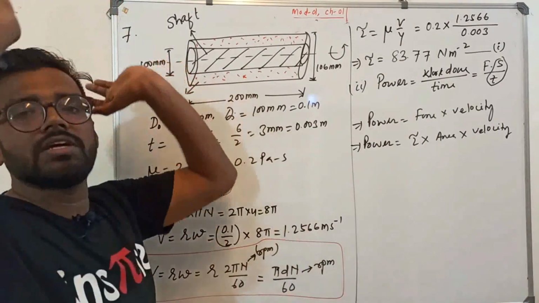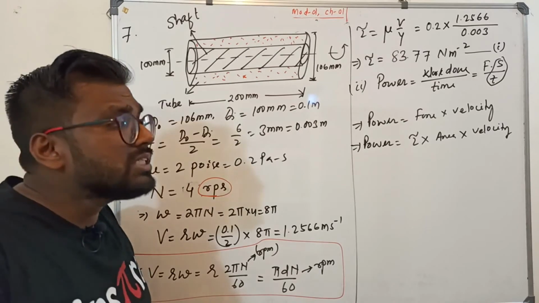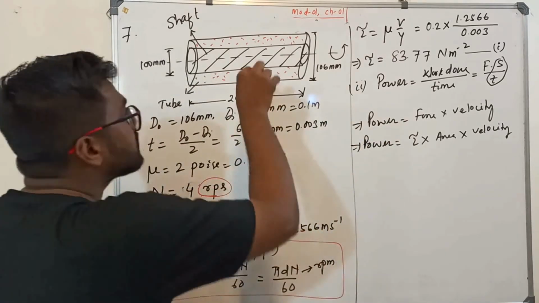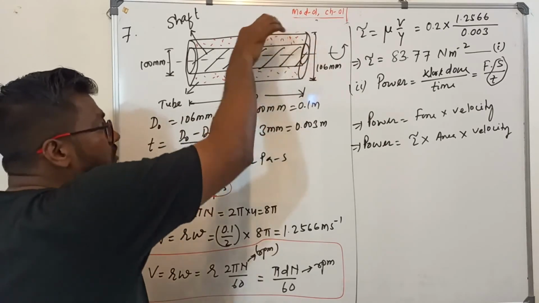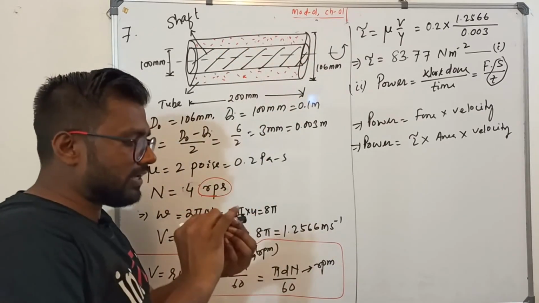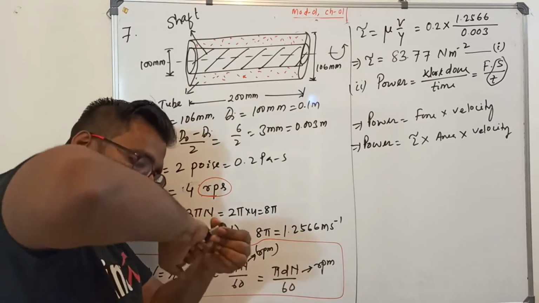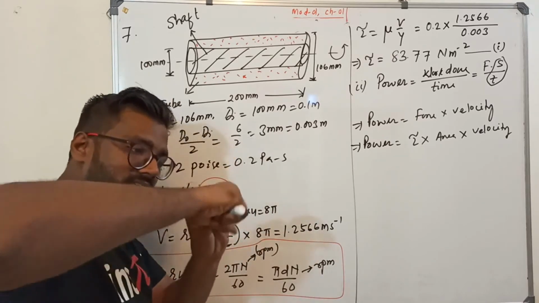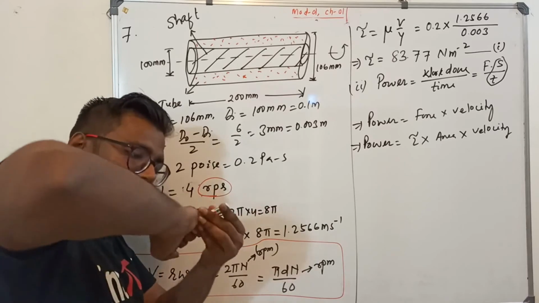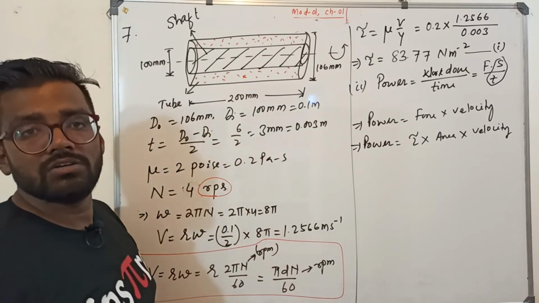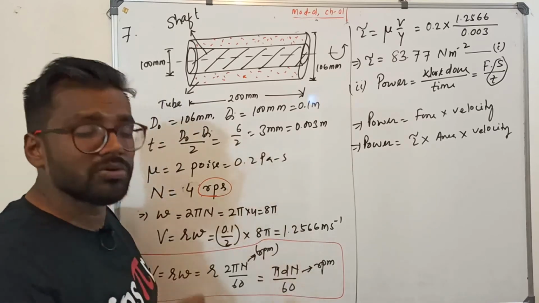No, this is where you make a mistake. Pi by 4 d square is the cross-sectional area. Where is the viscosity? Where is the oil? Oil is on the surface. Total surface mein oil hai. So you have to overcome this viscosity of the oil which is on the surface. So which area are you going to use? Surface area.